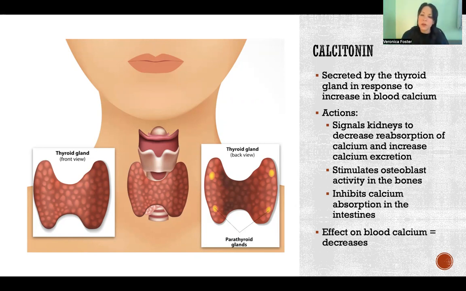It also inhibits calcium absorption in the intestines. So if we continue to eat calcium-rich foods, we will absorb less and less of that calcium because we have as much as we need in the blood. And so to keep our levels within our homeostatic range, we will absorb less of it, excrete more of it, and store what we can in our bones.